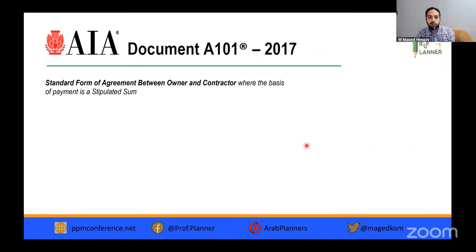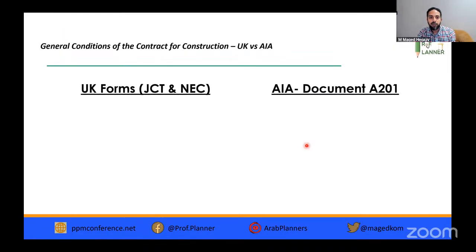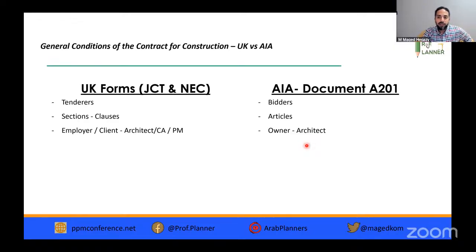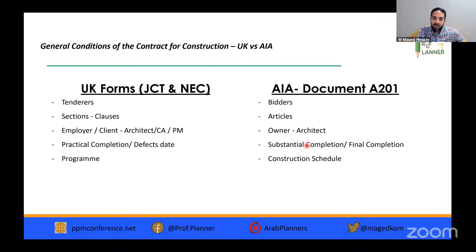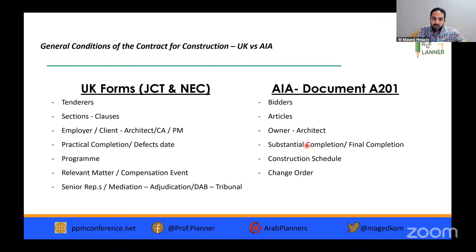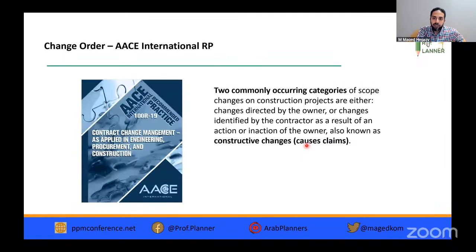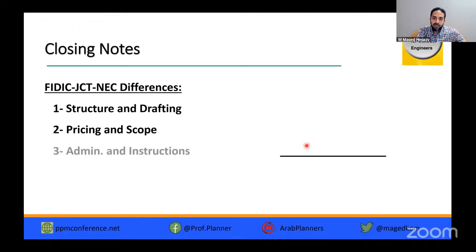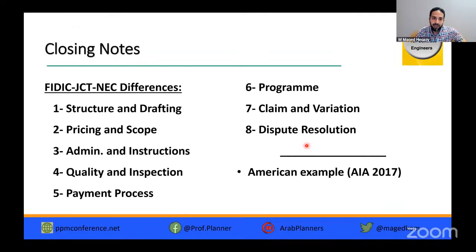And then the terminology of the AIA and how it is different: tender, bidder, section, clause, article, employer, owner, and program, construction schedule. Then the types of changes from AIA, and now we are closing. Thank you. Any questions?